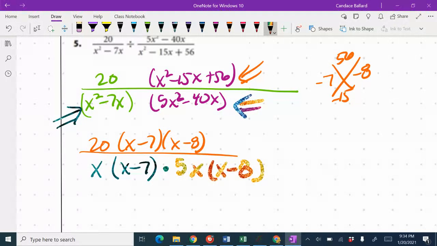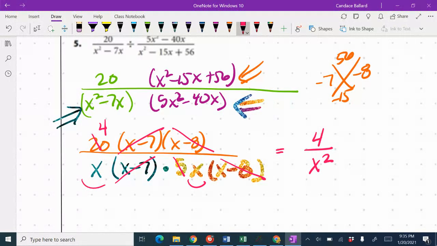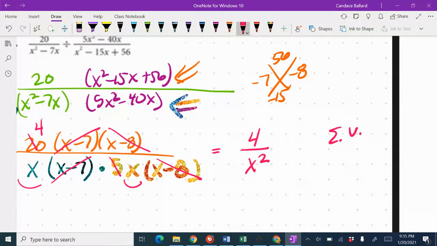All right, so now comes the fun part. We get to cross stuff out. I can for sure see the x minus 7 is gone. The x minus 8 is gone, and hey, check this out, 5 goes into 20 four times. That was extremely satisfying because all I have left is a 4 over x times x, which is x squared. Again, for my excluded values, I just set the denominator equal to 0, and I end up with an excluded value of 0.